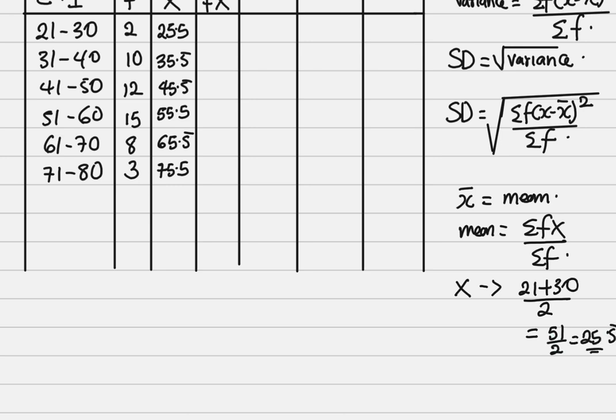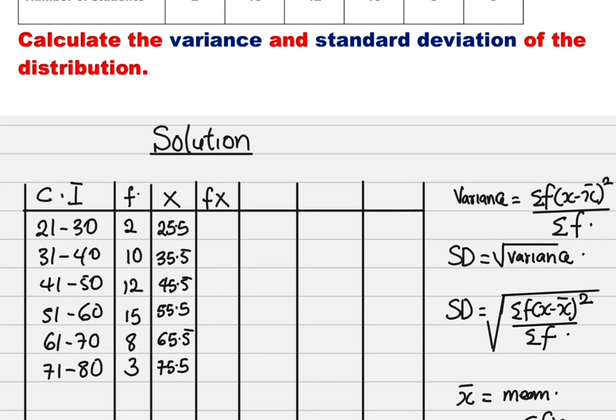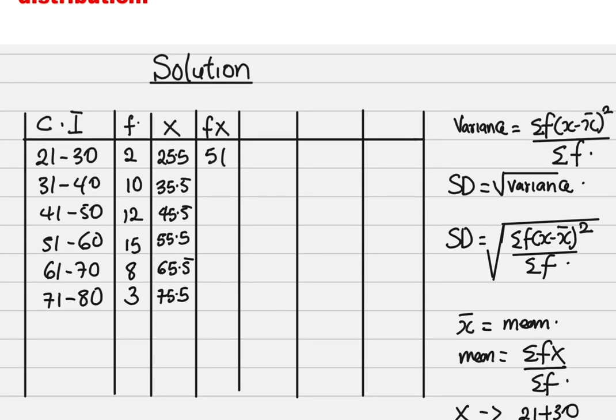In case you do not follow, when you multiply f times x, this is what you are going to have. The first one is 51. Then we have 355. We have 546. And we have 832.5. And we have 524. And the last is 226.5.